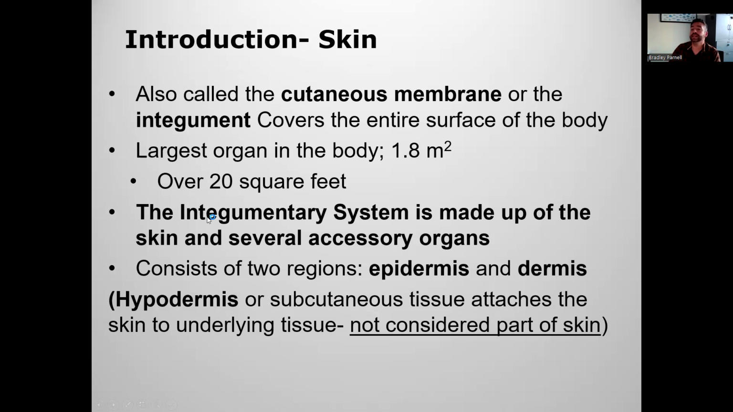So when we think about the skin, there are two major regions, the epidermis, which is that most superficial layer. Underneath is the dermis. That's the thickest part that contains all those extra accessory organs. And then underneath at the very bottom is the hypodermis. So it's not technically part of the skin, but it is a layer of adipose tissue that sort of anchors the skin to the rest of the body.